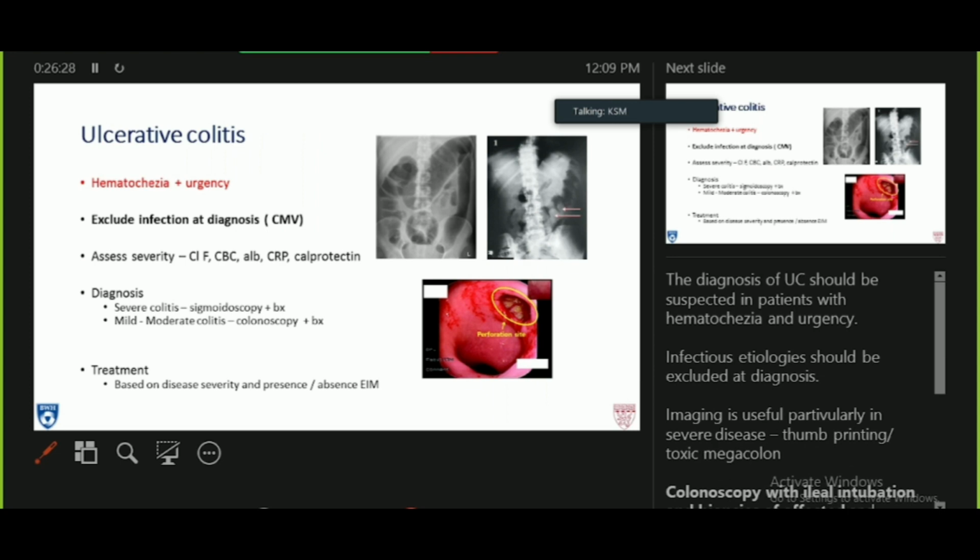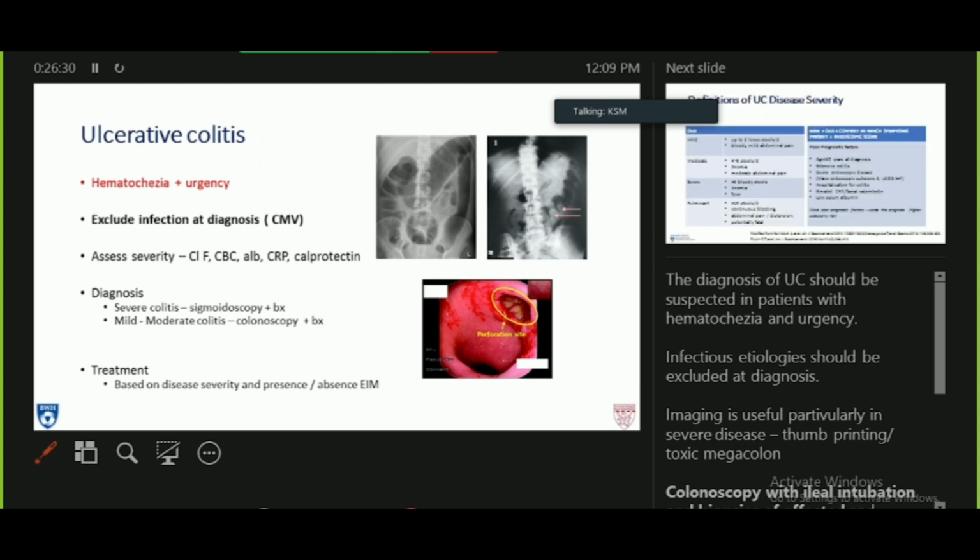But it's just good to have some idea of that. We want to exclude infection at diagnosis, and one of the things that can trigger a flare of ulcerative colitis or an exacerbation is cytomegalovirus. So we try to do at least a sigmoidoscopy and take some biopsies. Non-invasive X-rays are helpful if someone has severe abdominal pain.